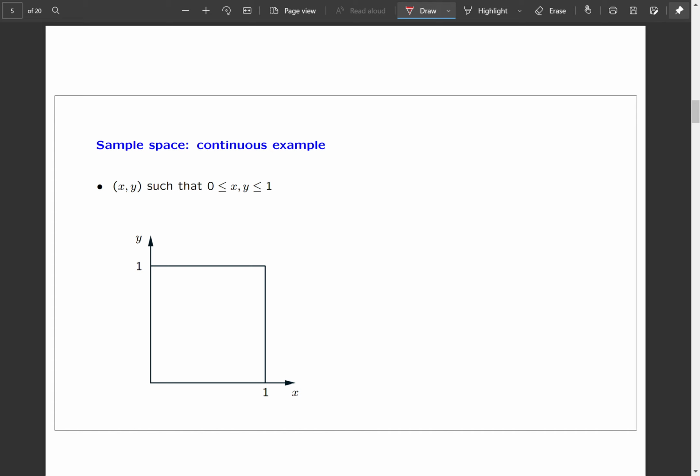So what we will have is a sample space of x and y, where x is a real number and y is a real number, and which is infinite, between 0 and 1.